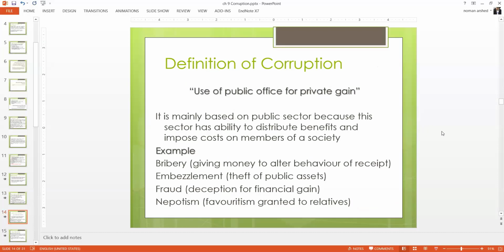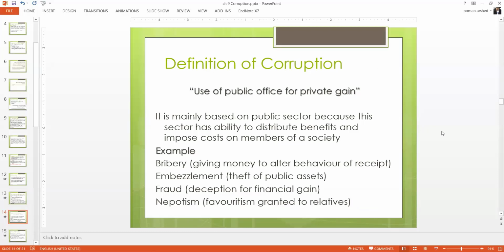Okay, so what is the definition of corruption? Corruption is the use of public office for private gain. If you are a public official and you are gaining benefit for yourself, it means it's corruption. The public office is actually for benefiting the public, but if you're earning a private gain out of it, it's corruption. So what are the examples?